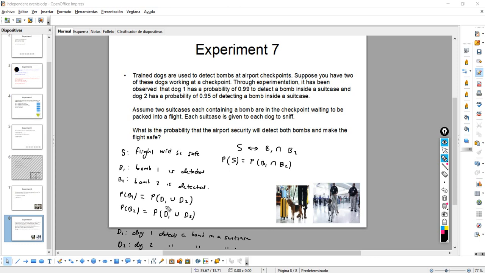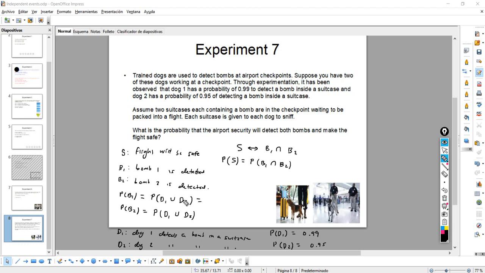Now, are we ready to investigate these probabilities? Yes, because we do know the probability D1 and the probability of D2. Those are the probabilities that we were given at the beginning. The probability D1 is 0.99. That's the probability that the dog 1 will detect a bomb in a suitcase. And the probability of D2 is going to be equal to 0.95. Perfect. So we can already calculate this probability and this probability. I mean, basically they are the same, right?